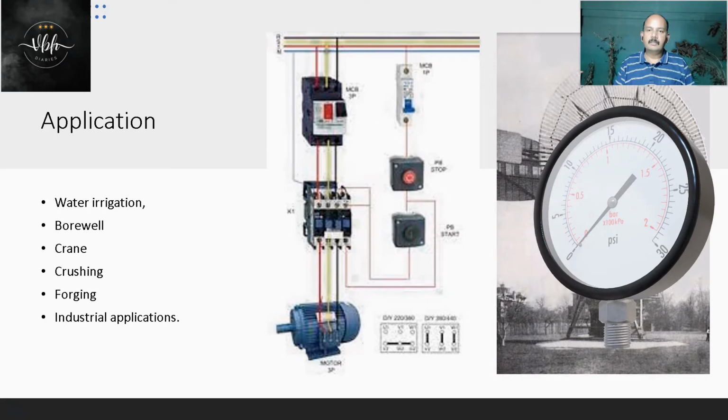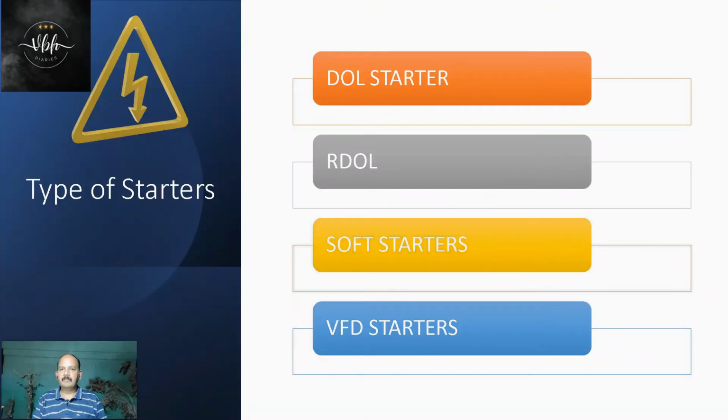So, what are the types of starters available in the market? DOL starter is a familiar one, everybody knows. DOL starter is a direct online starter, which everybody uses for motors of capacity less than 7.5 HP. Initially the starting current will be more, it may take 5 to 6 times the rated current of the motor. DOL starters are used in straightforward applications like water pumping. So we can use DOL starters in different applications.